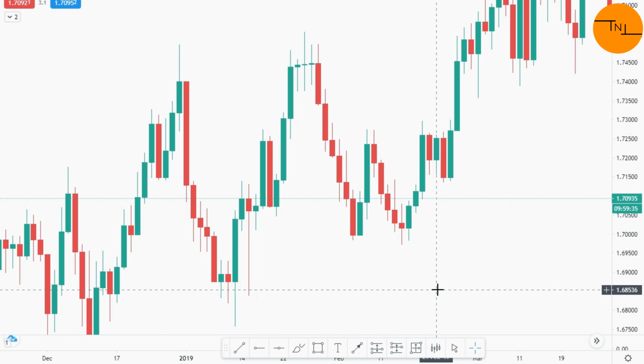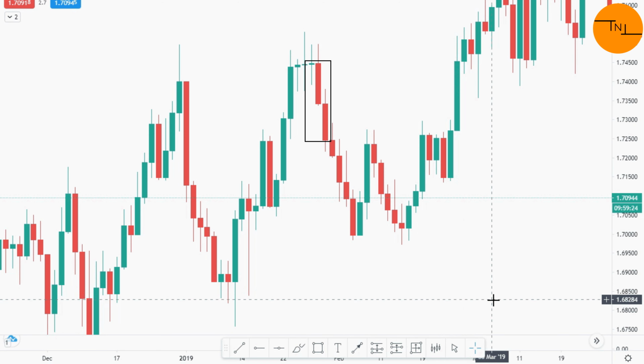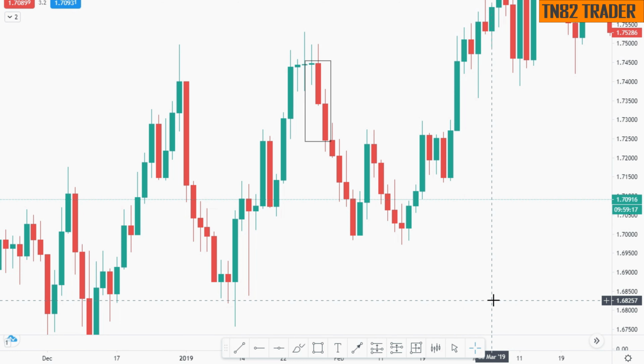Now moving on to the next candle pattern. The next candlestick pattern we are going to look for is a momentum candle. A momentum candle looks like this, where the candle body is bigger than the previous candle body, showing a gain in momentum. So how do we use this candle type?